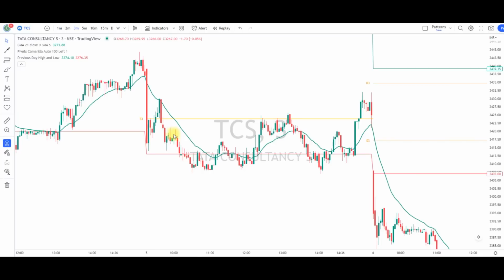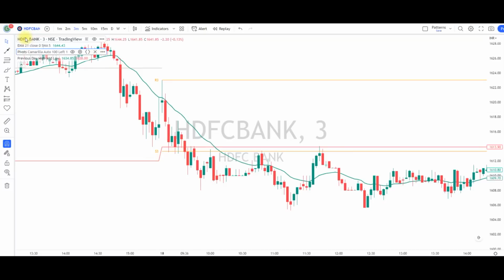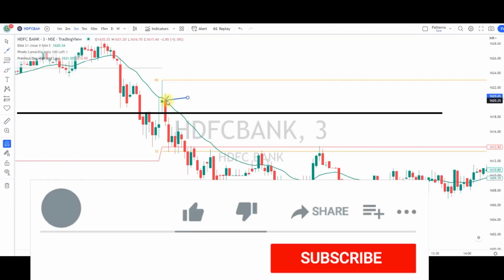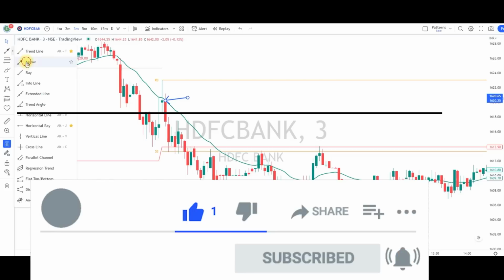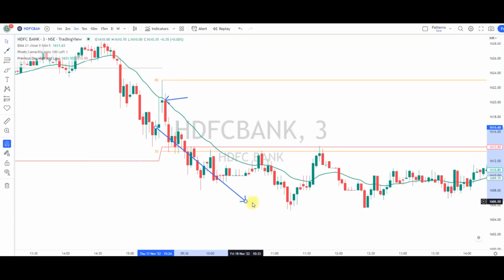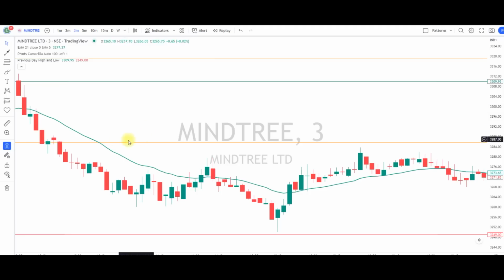We can see a few examples in the stocks. This is the TCS chart, and we got a short opportunity here above this S3, and we got the target. This is HDFC Bank, and we got the short opportunities here, and also we got the target. This is Mindtree. We got a short opportunity below this red candle, and we got our target.